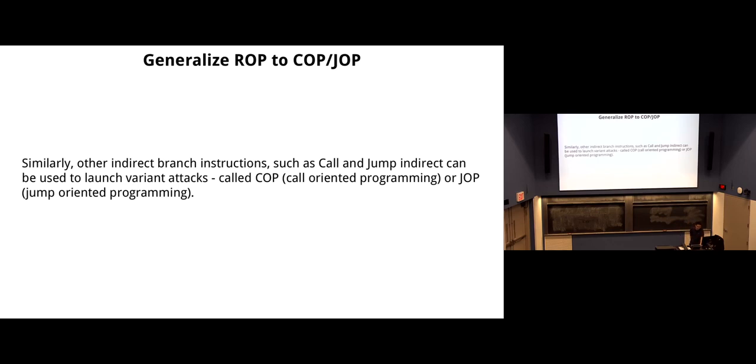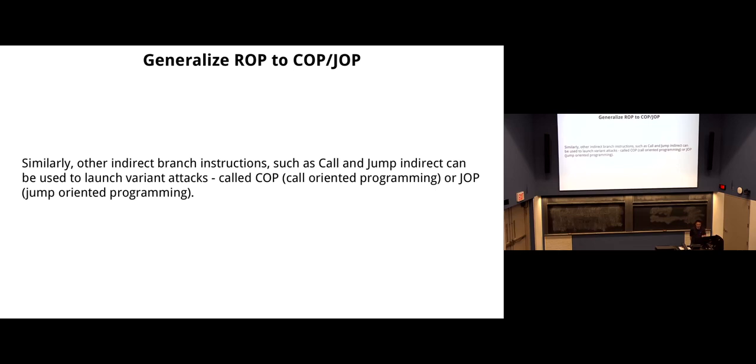There are many code pointers in memory. A function pointer is a code pointer. A return address is a code pointer. And also, there are code pointers used by jump instructions, call instructions, and return instructions, right? So basically, there are three different instructions. They can take some data or address from the memory and use that as a target, a destination.